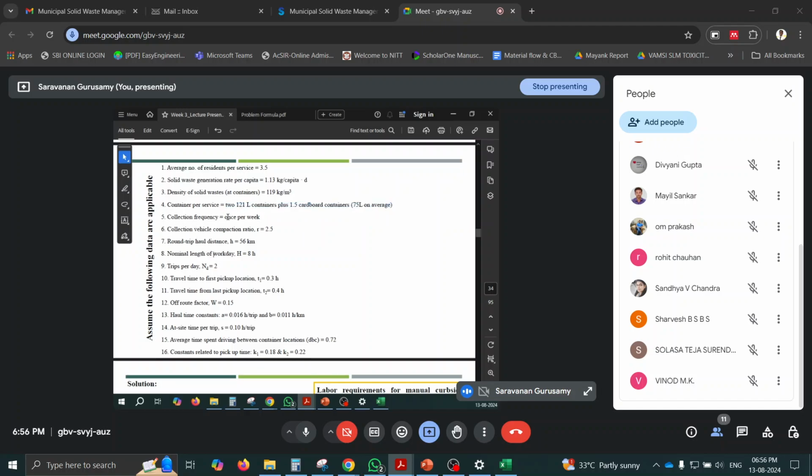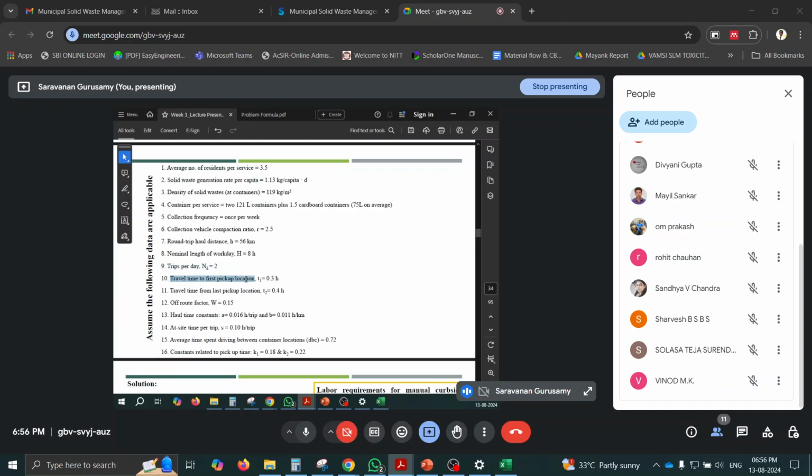Then collection frequency is once per week. That is the question given. And then the collection vehicle compaction ratio is 2.5. Round trip haul distance: the whole distance they had given, the distance traveled from the container to the disposal site, and again from the disposal site to the final collection location, is given as 56 kilometers. So the round trip they had given. The nominal length of the work hour is 8 hours, as we know. Then trips per day, ND, is given as 2, or else we can find it with the formula also.